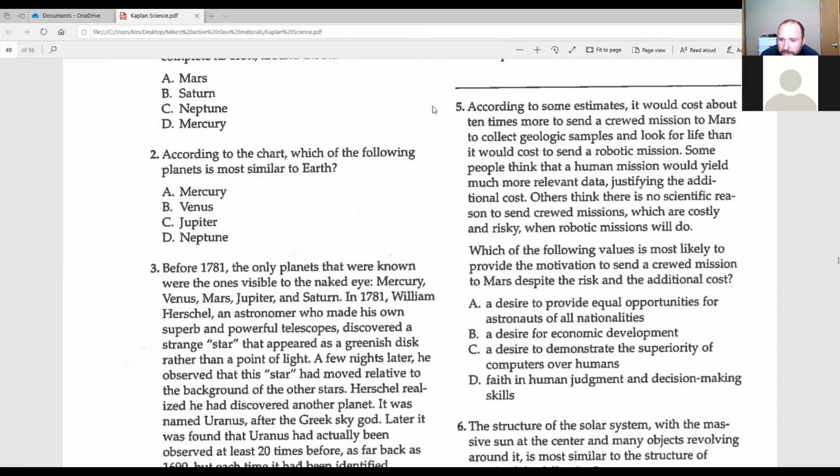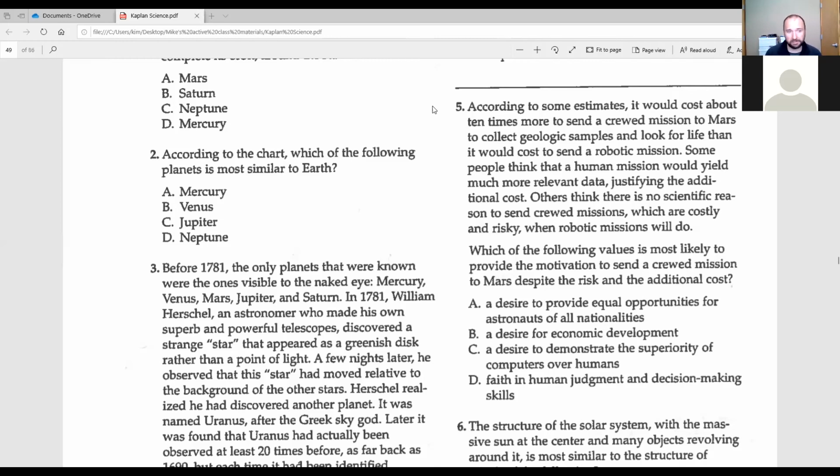C, a desire to demonstrate the superiority of computers over humans. That might be true if it was saying which of the following values is likely to provide motivation to send a robot mission instead of a crewed mission. But the question is the opposite. C is 180 degrees away from the logic that sending a crewed mission instead of a robot mission would accomplish, right? C is saying computers are better than people. Those two things don't correspond, right? So I'm going to throw out A and C.